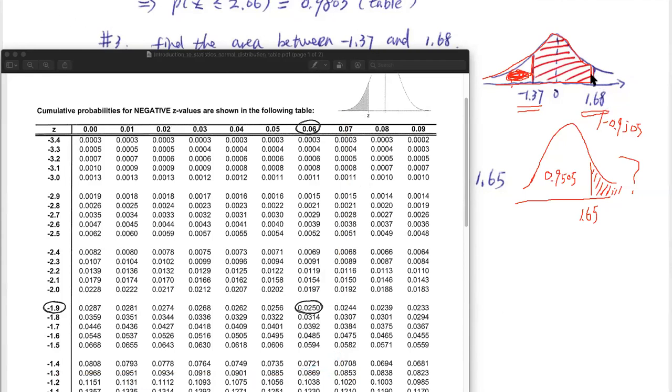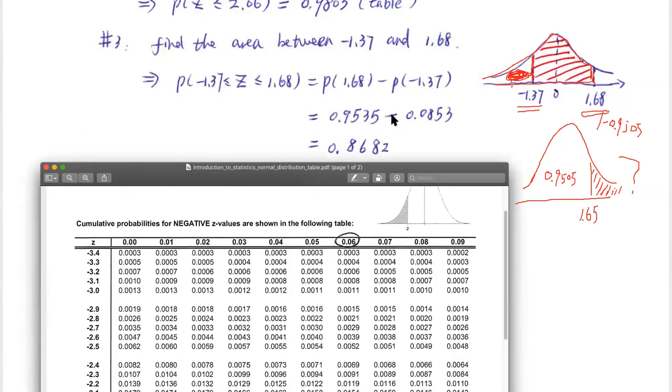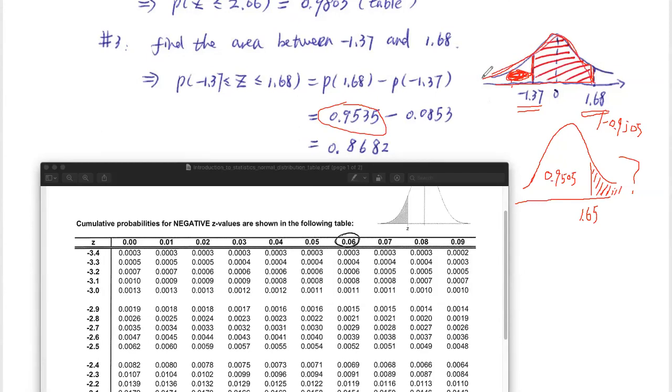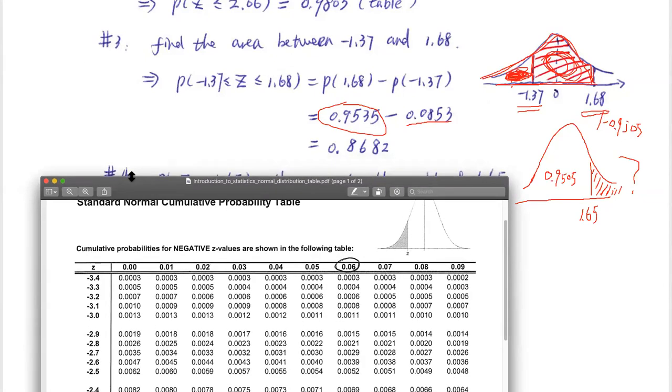Remember, everything to the left is 9535. Remember, that's the number we got. This one here, 9535, that's everything starting from here to the left. Now we subtract this area here, which is 8.53%, and that gives you the probability in the middle. Follow me? That's 86.82%. That's the probability we are looking for.